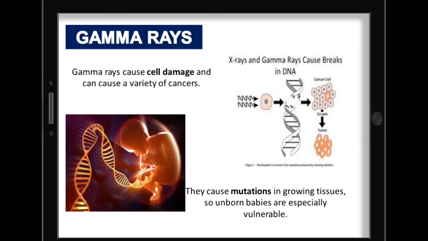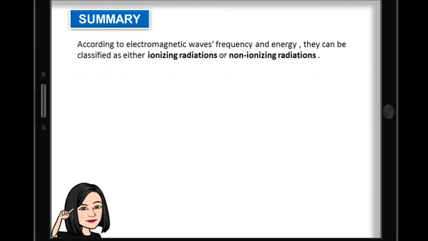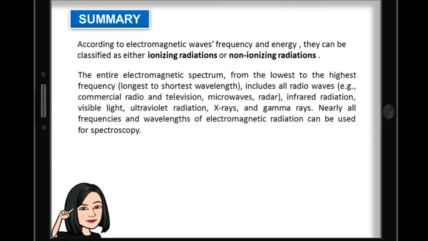To summarize what you have learned, according to electromagnetic waves' frequency and energy, they can be classified as either ionizing or non-ionizing radiations. The entire electromagnetic spectrum, from the lowest to the highest frequency or longest to shortest wavelength, includes all radio waves, microwaves, infrared radiation, visible light, ultraviolet radiation, X-rays, and gamma rays.